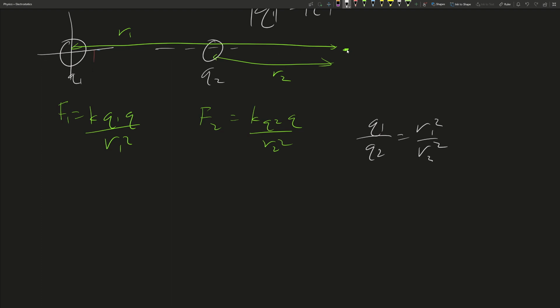Whereas if we put it to the left of both charges, the forces will be in different directions, because one of them is going to attract and one of them is going to repel. And so the forces can cancel out and have the same magnitude.